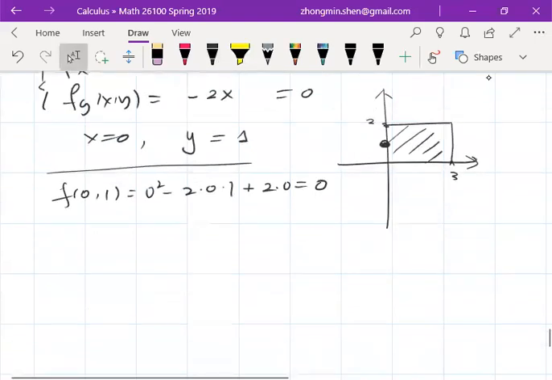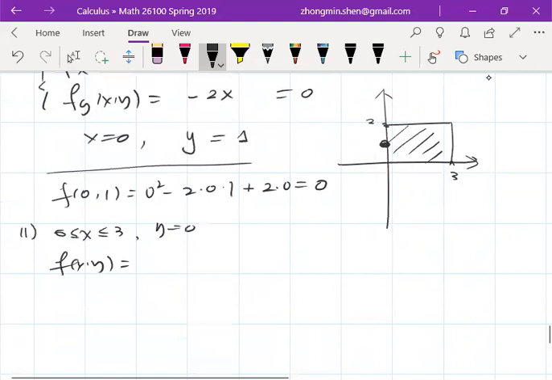We have to look at the value function around the boundary. So we have to check, along the x-axis, we have to look at several things, right? When x is between 3 and 0, y is 0. Okay, that's the first part, the lower part, right? f of x, y is going to be x squared plus 2x, okay, with y equal to 0.